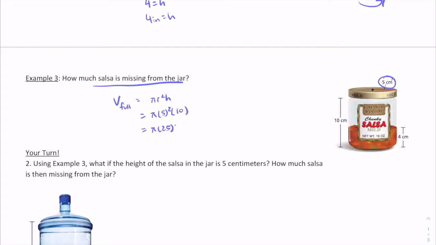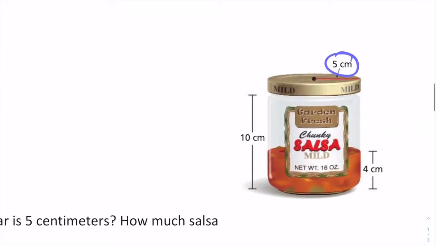25 times 10, and you get 250 pi, which is approximately, I'm doing it on my calculator, I get 785 centimeters cubed.